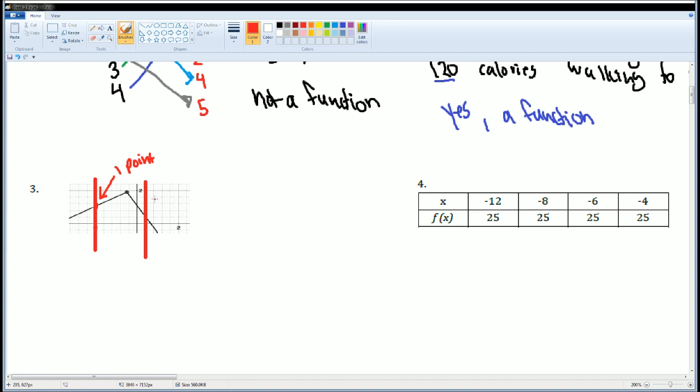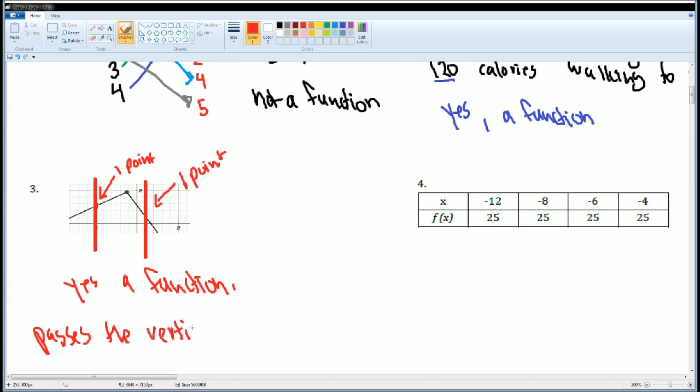Let's see. This is the second point. No, this is only one point. This is still one point. Okay. So you would say, yes, a function. And here you would say it passes the vertical line test. Okay.